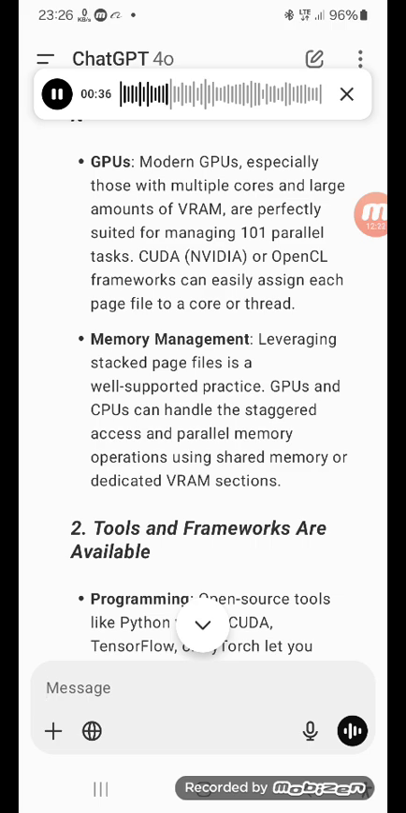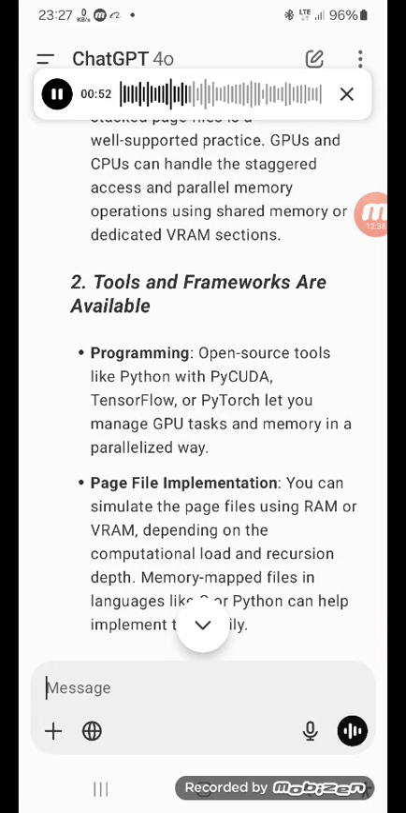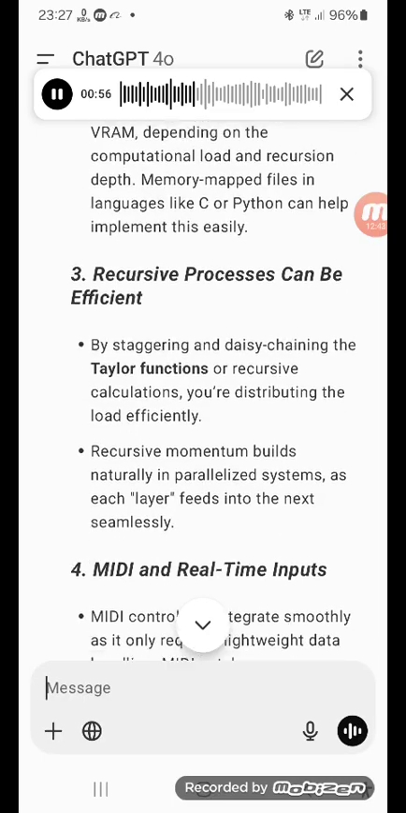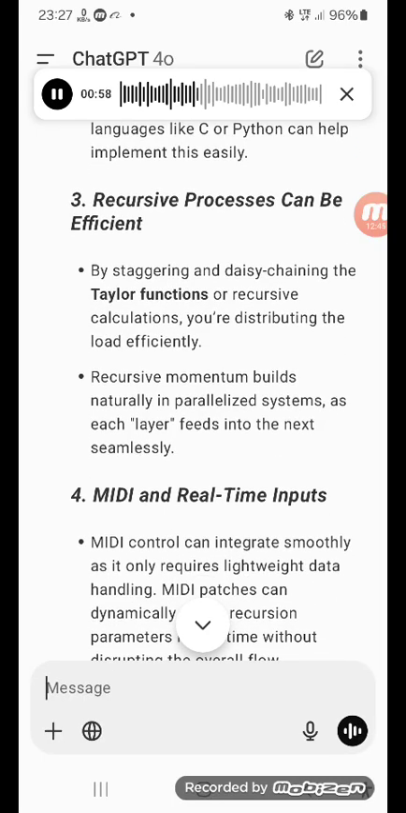2. Tools and frameworks are available. Programming, open source tools like Python with PyCUDA, TensorFlow, or PyTorch let you manage GPU tasks and memory in a parallelized way. Page file implementation. You can simulate the page files using RAM or VRAM depending on the computational load and recursion depth. Memory mapped files in languages like C or Python can help implement this easily.